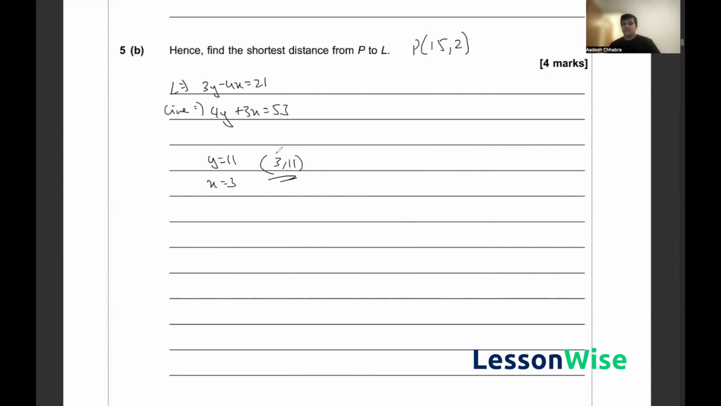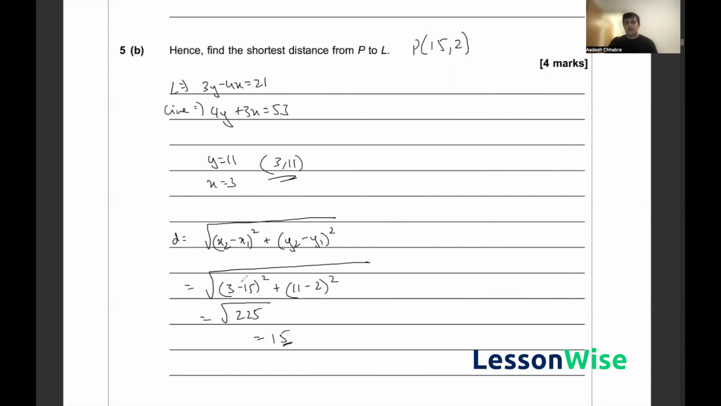Since we know that our shortest distance will be along the perpendicular line, we can calculate the distance between our point P and this new point. If you remember, the distance is just equal to the square root of (x2 minus x1) squared plus (y2 minus y1) squared. If we input our values, we have (3 minus 15) squared plus (11 minus 2) squared. And this is just equal to the square root of 225, which is equal to 15. And that thus concludes this question.